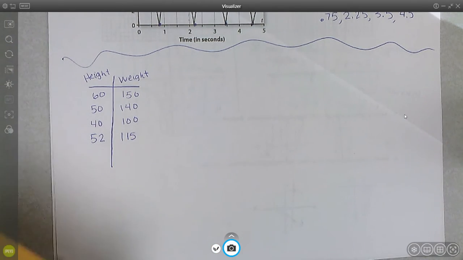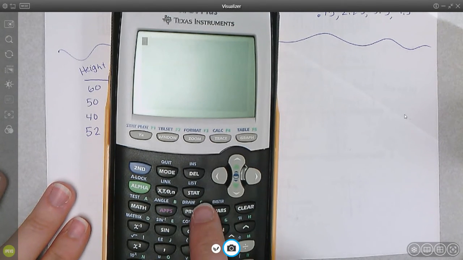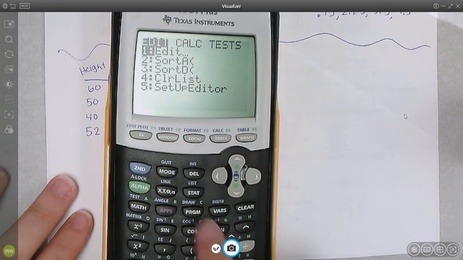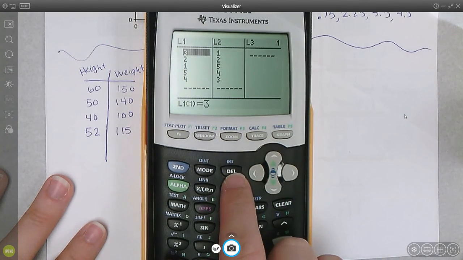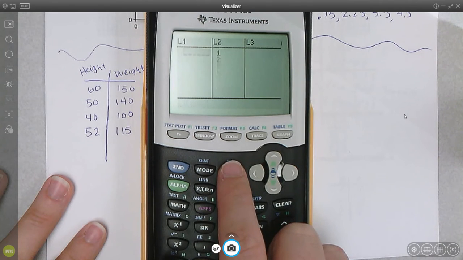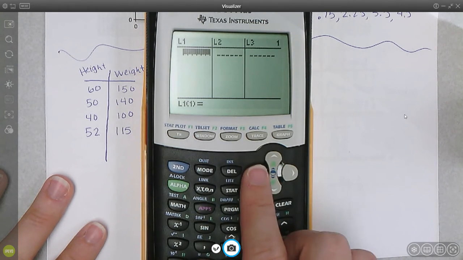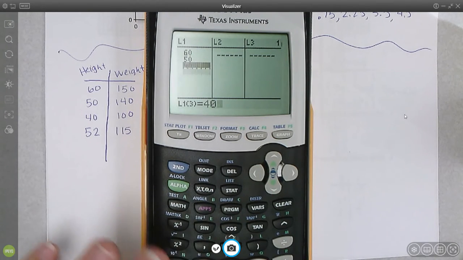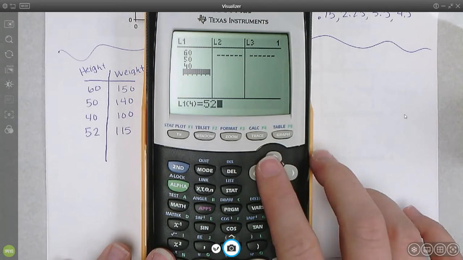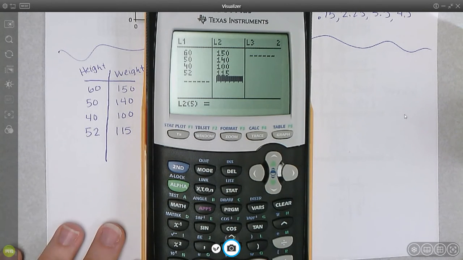Okay, so if you want to find your R value, get your calculator, you click stat, you hit enter for edit, and then you type these numbers in. So to delete, you hit this delete button. I'm going to delete all of these. So you have 60, 50, 40, and 52. And then we have 150, 140, 100, and 115.